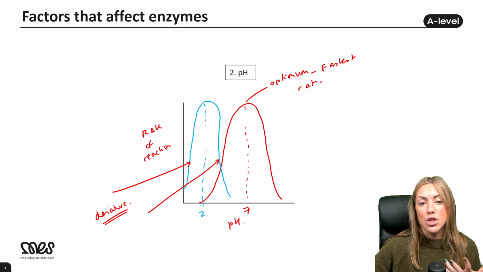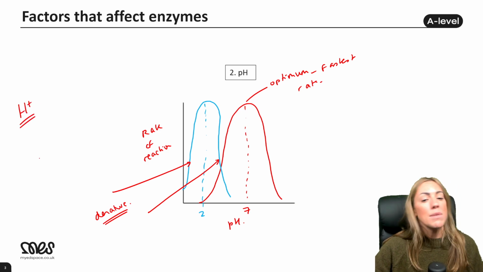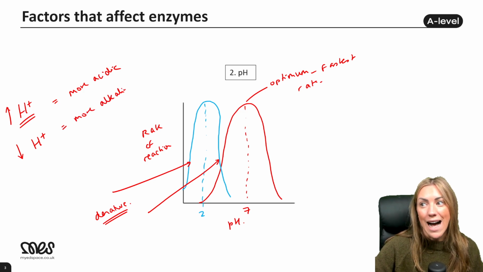And this is all to do with the concentration of hydrogen ions. Okay, because it's the concentration of hydrogen ions that determines the pH. If you increase the concentration of hydrogen ions, it makes the pH more acidic. And if you decrease the concentration of hydrogen ions, it makes the pH more alkali.